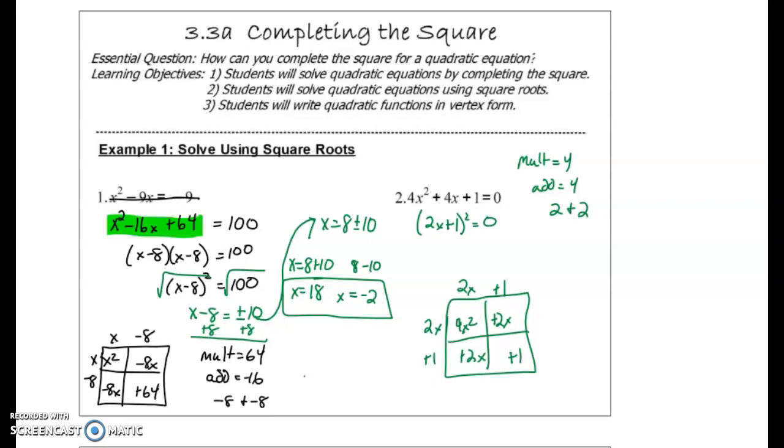Okay, now solve by square roots, square root both sides. So you get 2x plus 1 equals 0. There's no negative 0, so now you can solve. You subtract the 1 and divide by 2. So you have one solution, which is x equals negative 1/2.